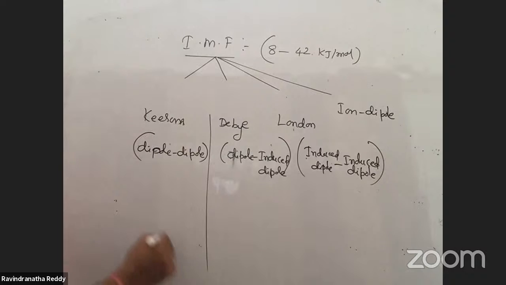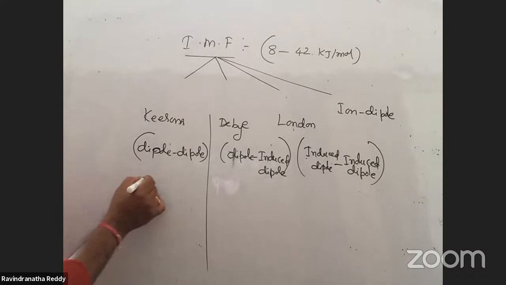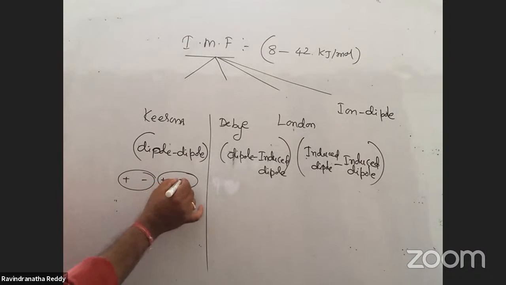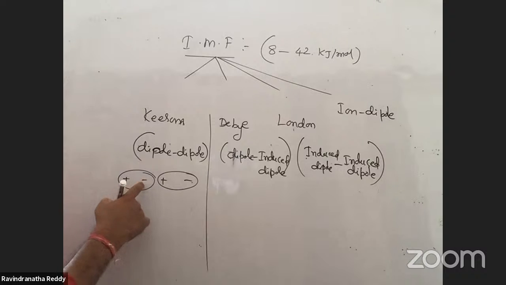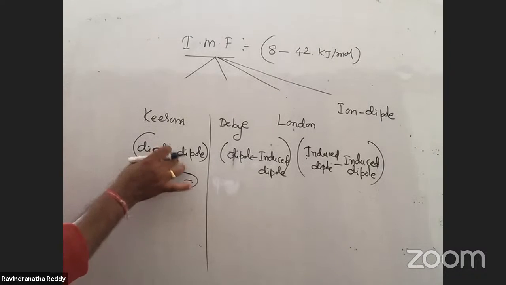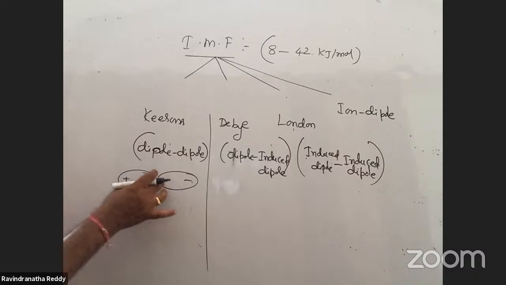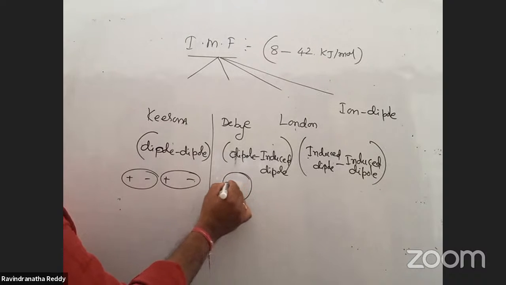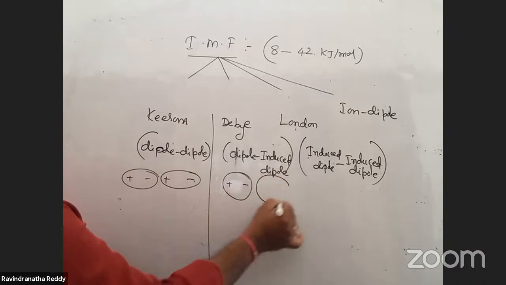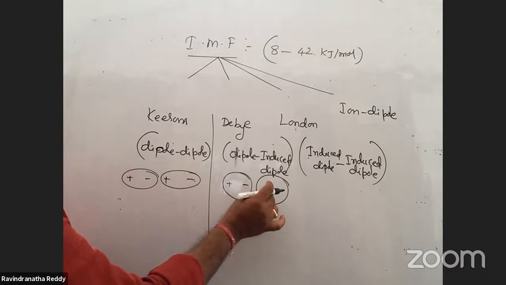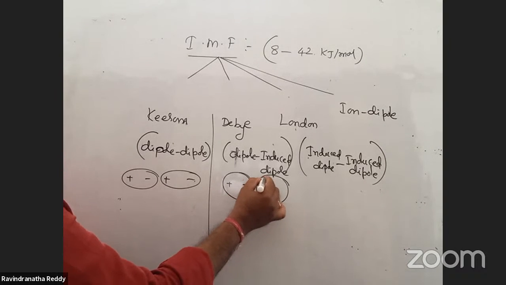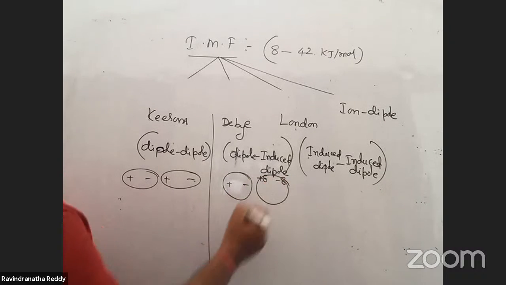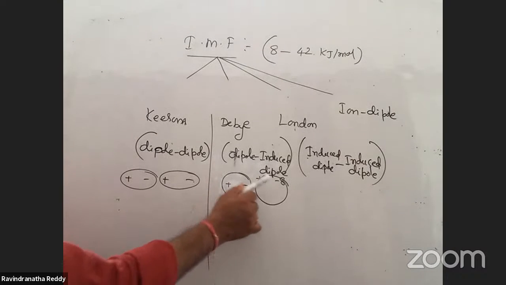For Keesom forces, both dipoles are required here. It looks like this: positive charge, negative charge, positive charge, negative charge. This type of interaction is dipole into dipole. Dipole means plus and minus, partially positive charge and partially negative charge. This is a dipole into the dipole.